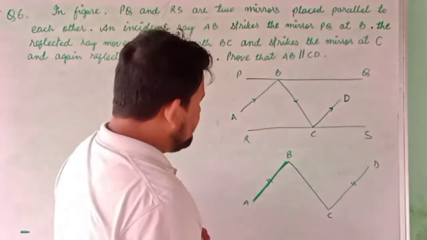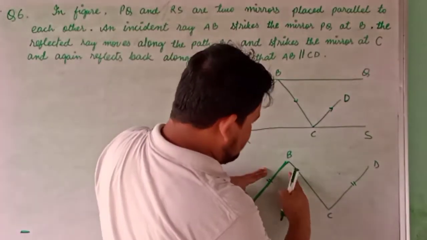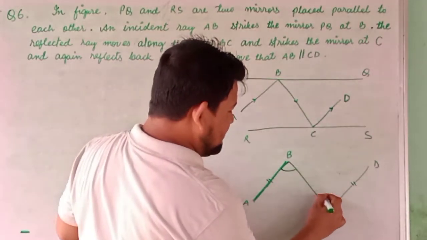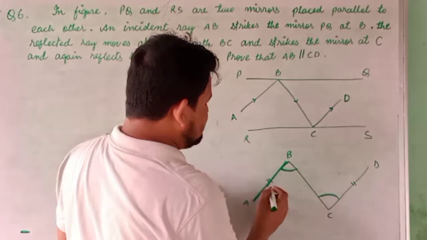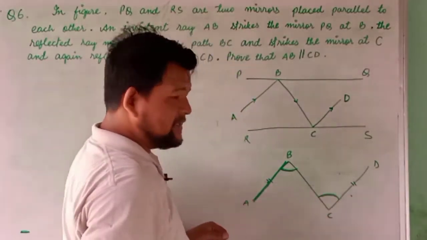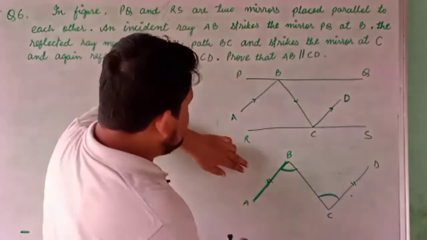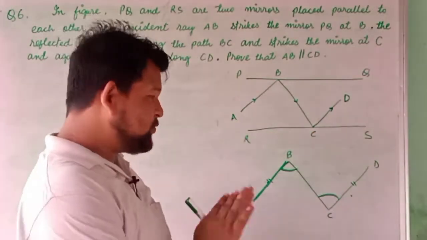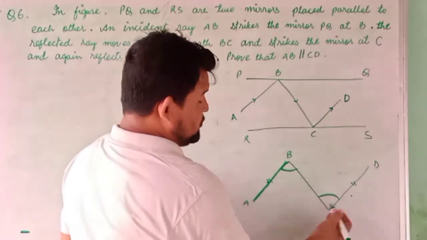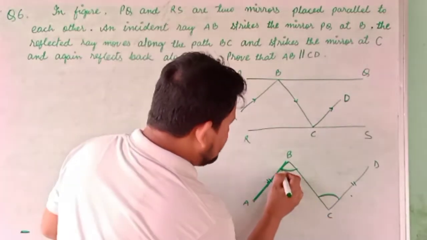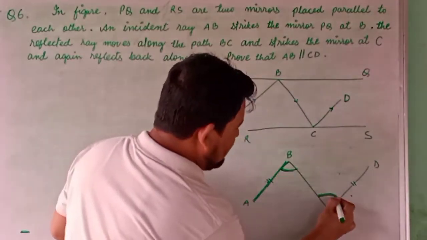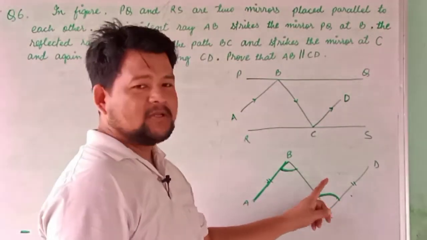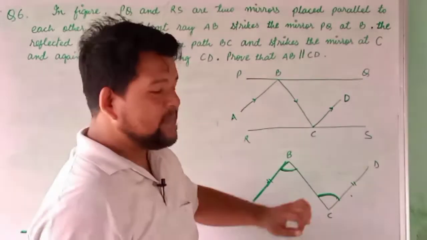To prove two lines parallel, if there is a transversal, we have to prove that the alternate angles are equal. If we can prove that, then we can say the two lines are parallel. But till now AB parallel to CD is not given to us, so we have to prove it. If we can show these two angles are equal, and they are alternate angles, then we can say AB is parallel to CD.